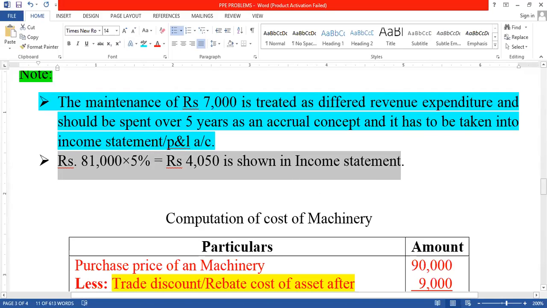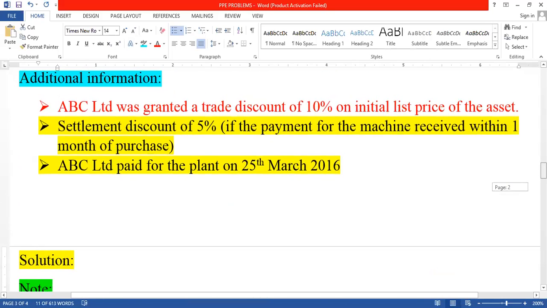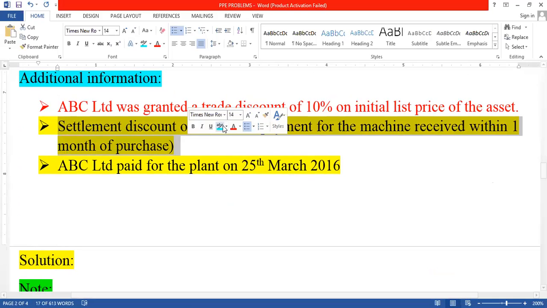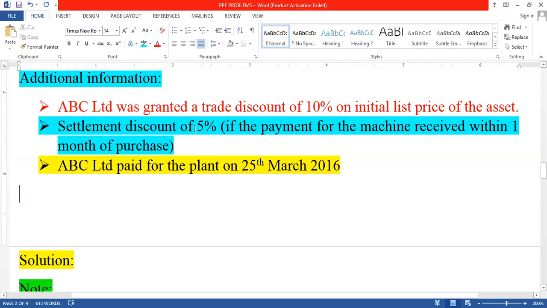What is this? See, in the second adjustment, what have they given? Settlement discount. If any payment is due from the company, they are going to make a settlement. In that settlement, they have given a certain sum of discount.